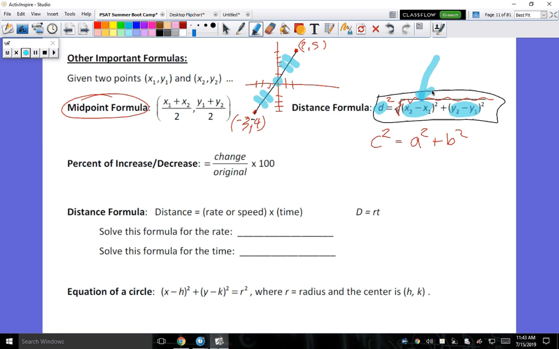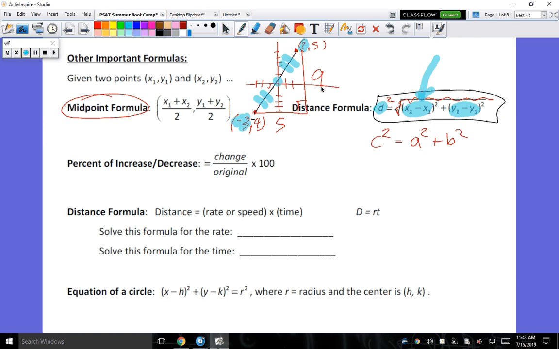Can y'all tell me what is the distance between those two x's? 5. Because I could build a triangle, and this would be 5. What would the height be here? 9. Y'all see what I'm doing?